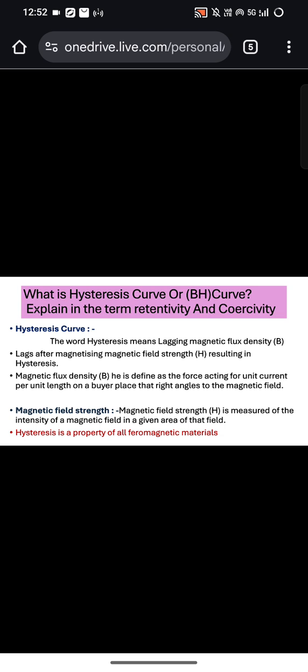The word hysteresis means lagging. Magnetic flux density lags after magnetizing magnetic field strength, resulting in hysteresis. Magnetic flux density is defined as the force acting per unit current per unit length on a plate at right angles to the magnetic field. What is magnetic field strength? Magnetic field strength is a measure of the intensity of a magnetic field in a given area of that field. Hysteresis is a property of all ferromagnetic materials, which is an important point.